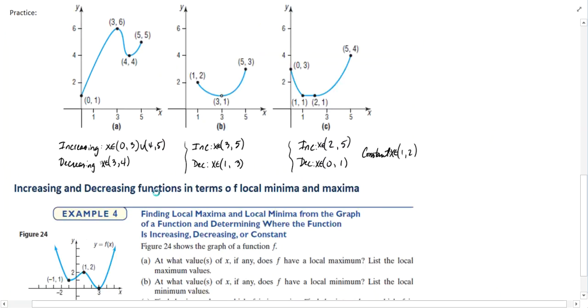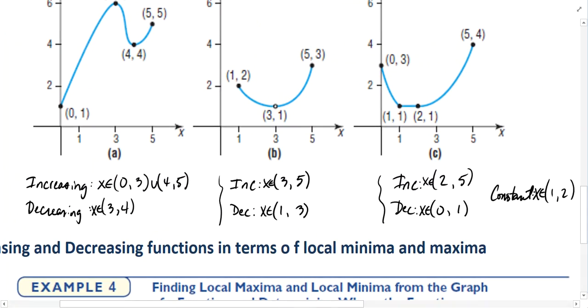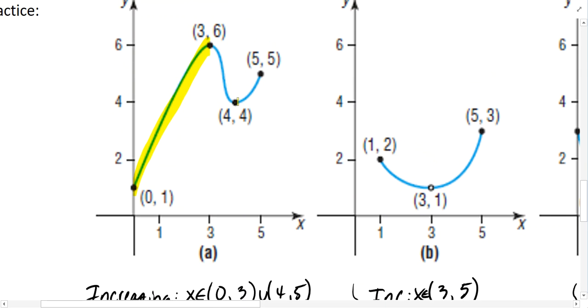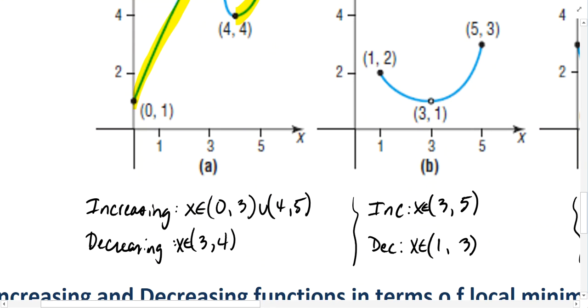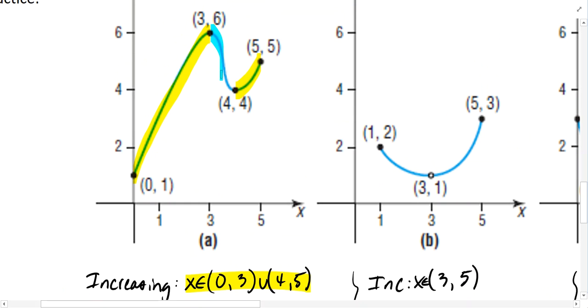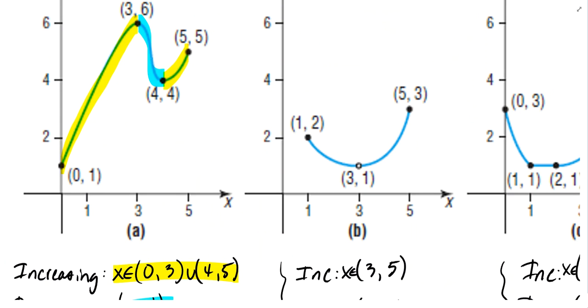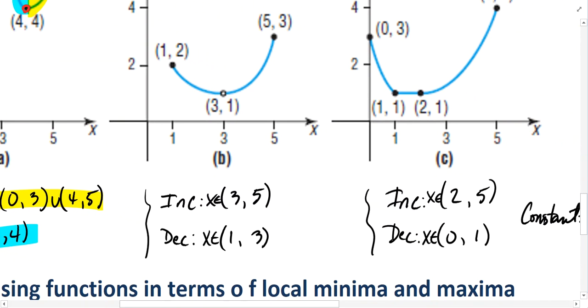So I've used interval notation to identify where the function is increasing or decreasing, or where it remains constant. In part A, I made the claim that it's increasing from 0 to 3, and again from 4 to 5 along the x-axis. And I'm claiming that it's decreasing from 3 to 4. And notice that I did not include 3 or 4 as an endpoint in either of these cases, because that's a point of transition. It is neither increasing nor decreasing at those specific spots.